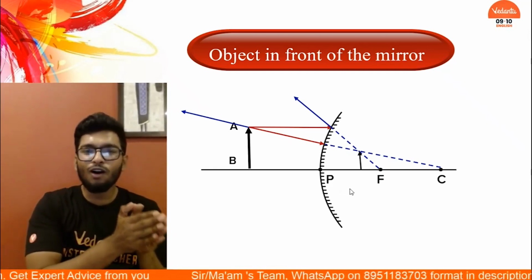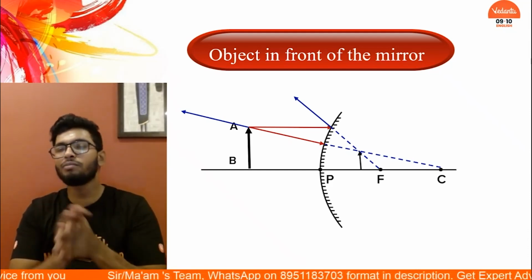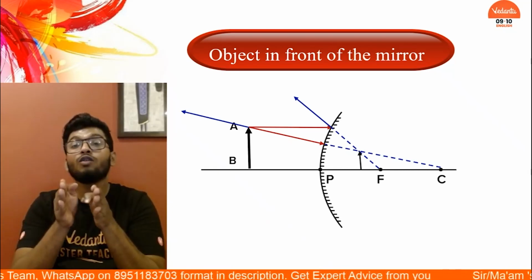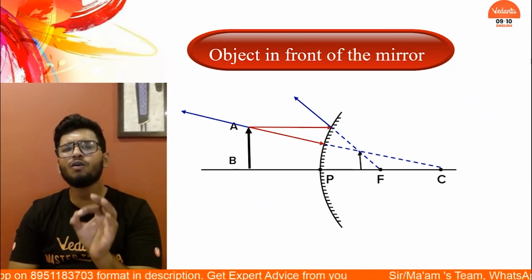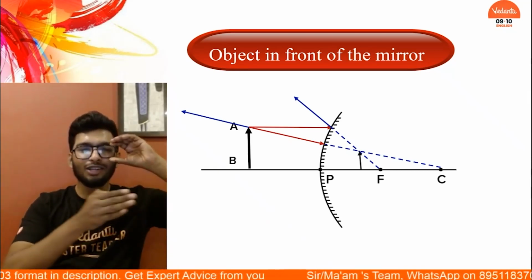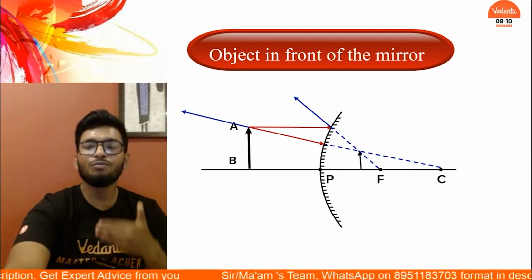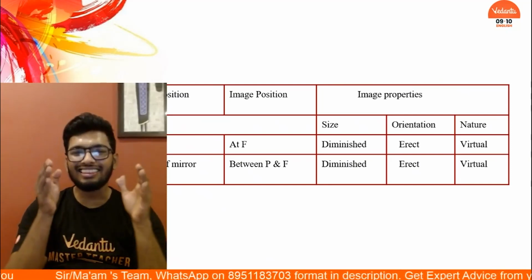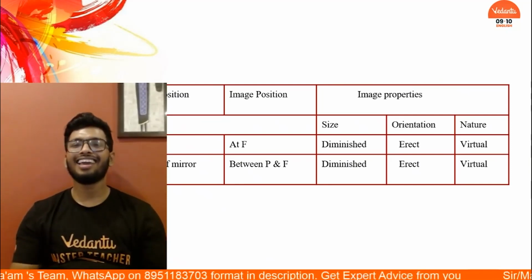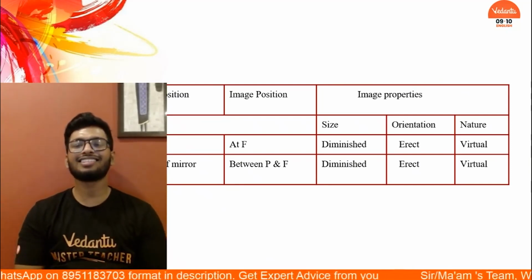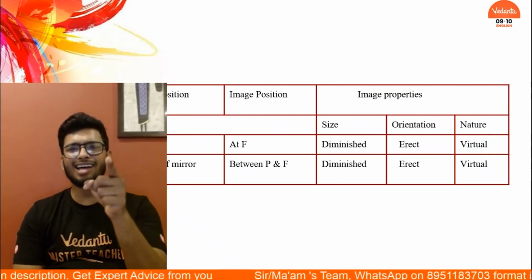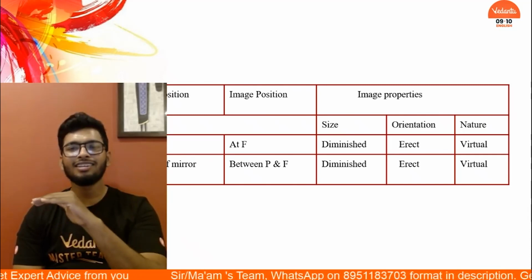As you bring the object closer and closer to the mirror, the image will also come closer and closer to the mirror. That is the only condition. As simple as that. And this, my friends, is your convex mirror ray diagrams. As promised, in 10 minutes, done.